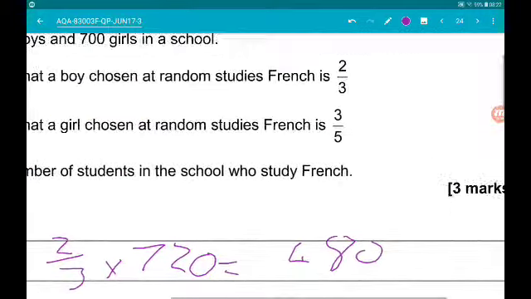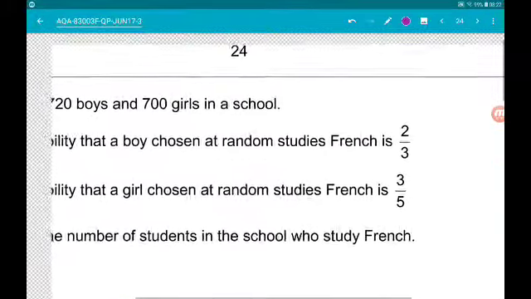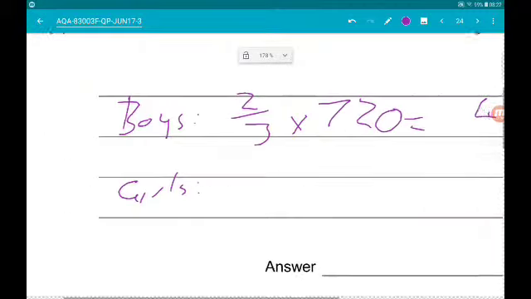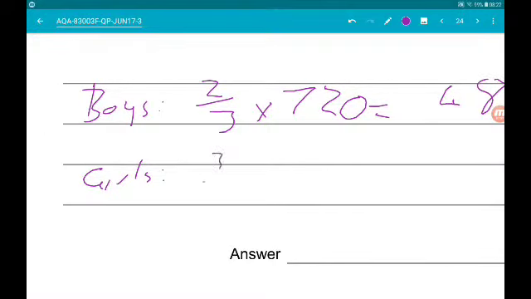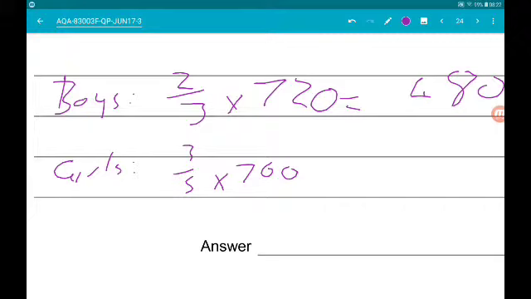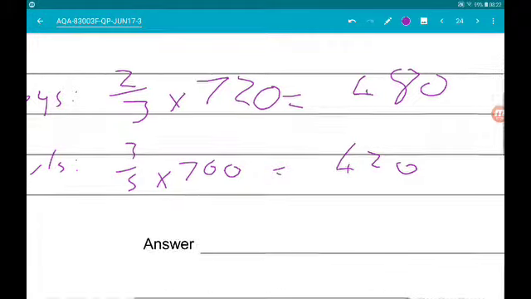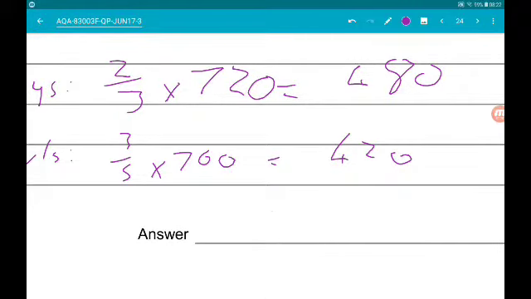So for them it's 3/5 times 700. So 3/5 times 700 is 420. So the total students studying French are 480 and 420 is 900.